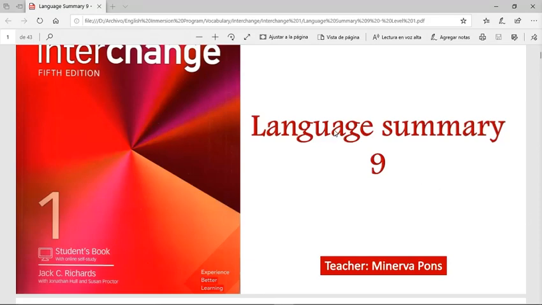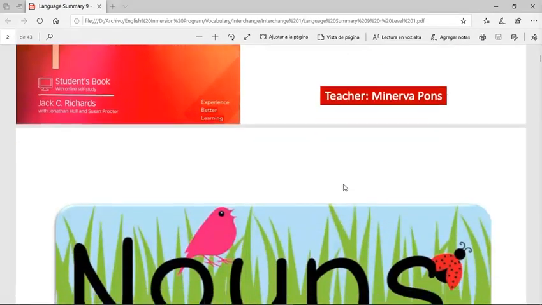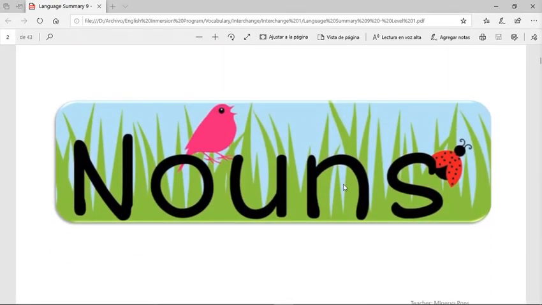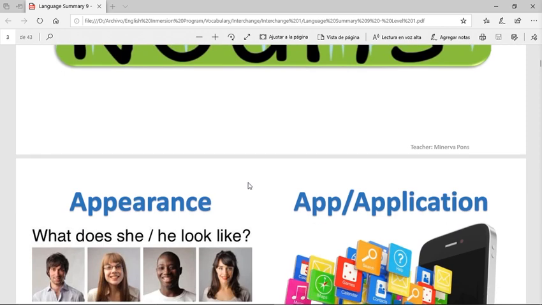Today we're going to be continuing with the Interchange 5th edition level 1 book, the red book, and we're going to start with the language summary or the vocabulary for unit 9. Okay, let's get started. For this class we have a lot of words. We're going to start with nouns.